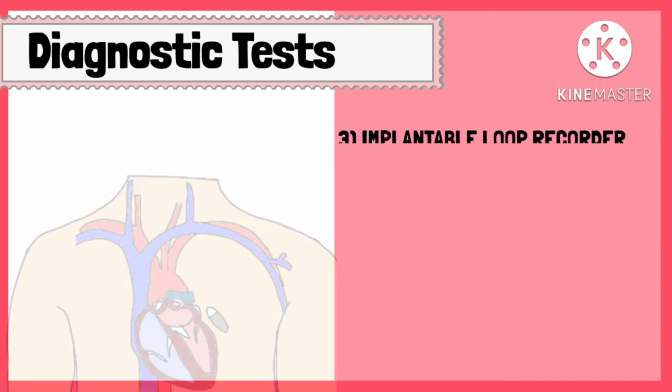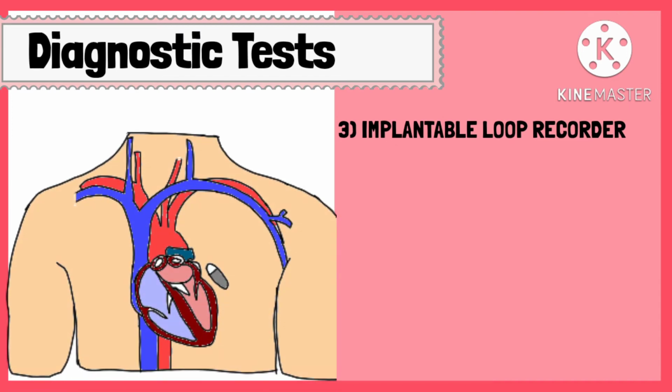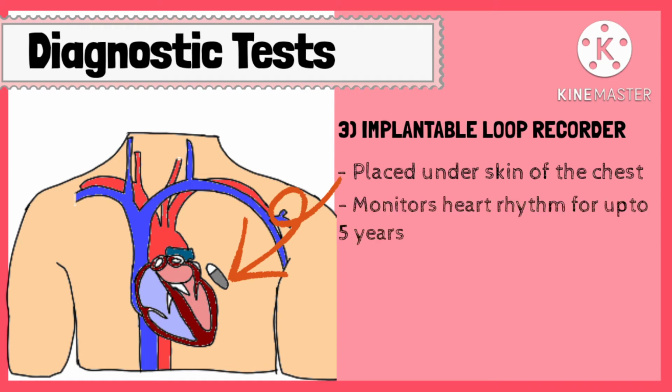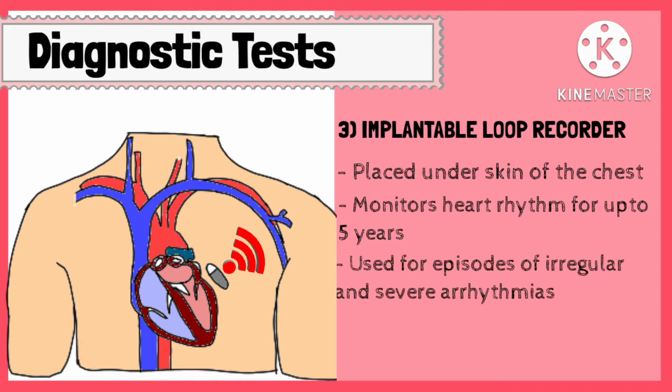An implantable loop recorder is another device which is placed under the skin of the patient's chest and can monitor the patient's heart rhythm for up to 5 years. It is used infrequently in patients who have episodes of irregular and severe arrhythmias, which typically occur in patients with heart blocks.